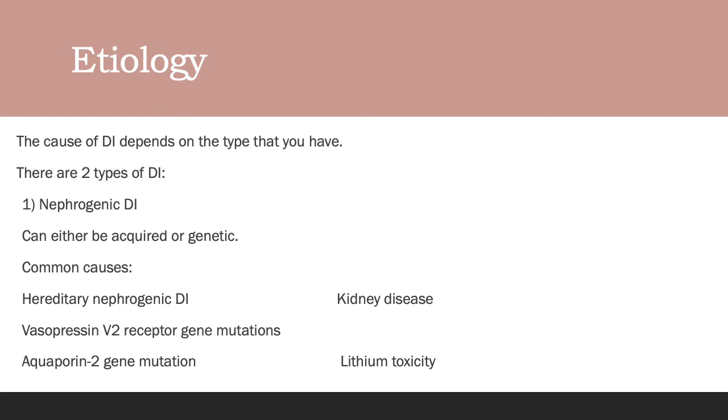And then there's two types. For both types, the disease can be either acquired or genetic. And some common causes of nephrogenic diabetes insipidus can be hereditary nephrogenic diabetes insipidus, kidney disease, lithium toxicity, vasopressin or V2 receptor gene mutations, and aquaporin 2 gene mutation.